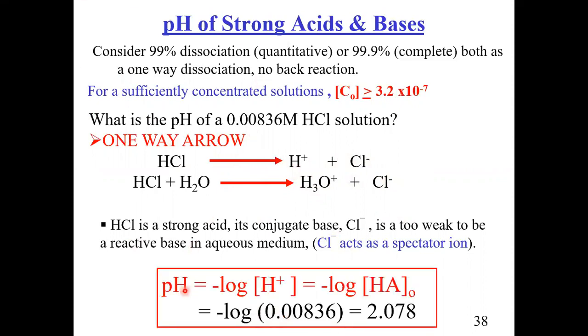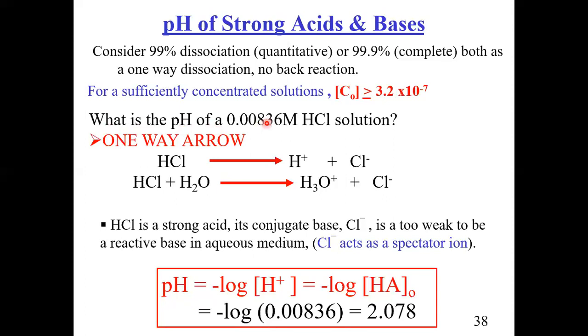Now, pH, remember, is minus log of H plus. If this is a one-way reaction, that means whatever my initial concentration is will be my final concentration. I don't really care about Cl, so my final concentration of H plus is simply my initial concentration of HA. So pH is simply minus log the concentration of the acid, whatever it is.